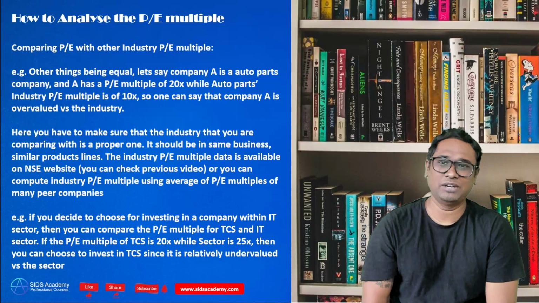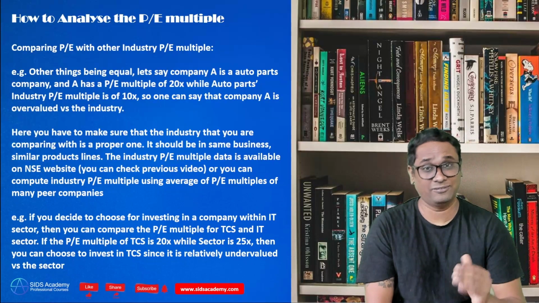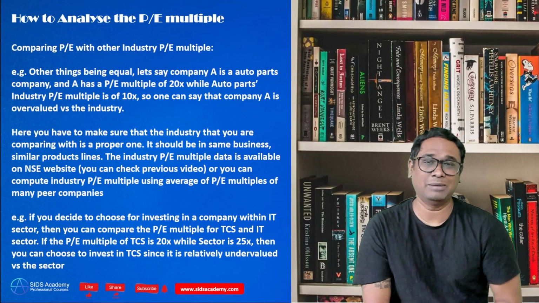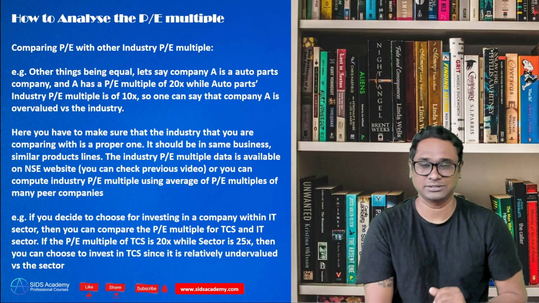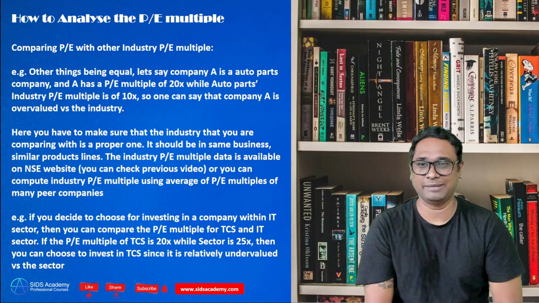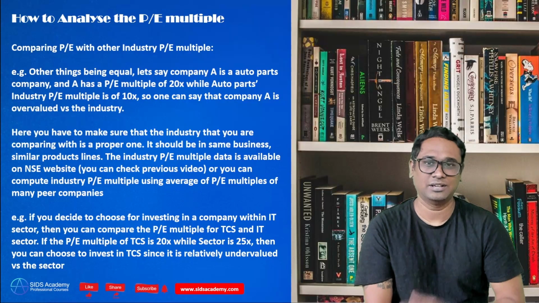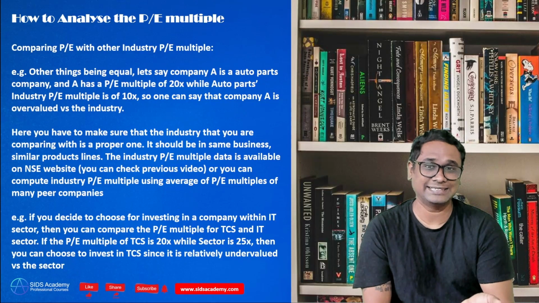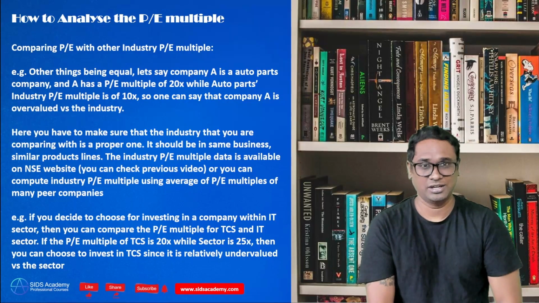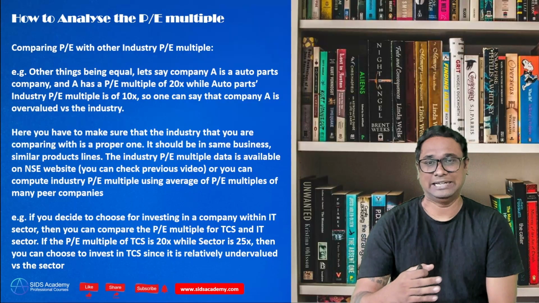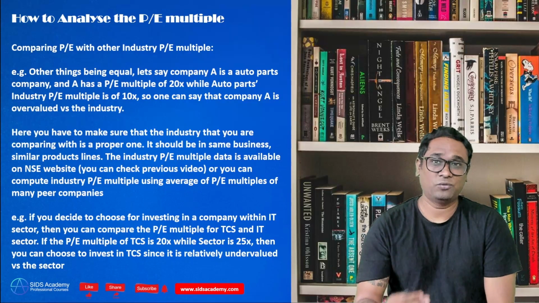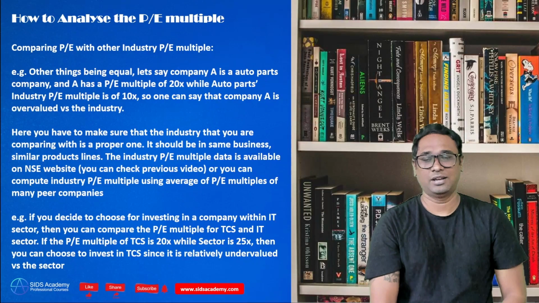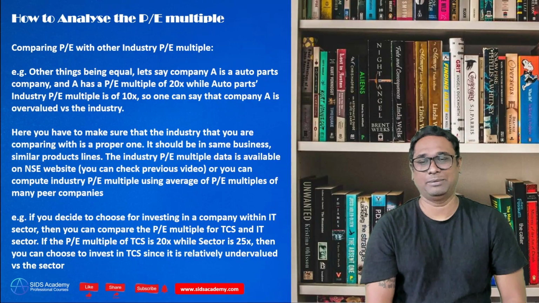So, example, if you decide to invest in a company within the IT sector, then you can compare the PE multiple of TCS and the PE multiple of the IT sector on an aggregate basis. Okay, here again we proceed with the same example. If the PE multiple of TCS is 20x, while the sector is 25x, then you can choose to invest in TCS since it is relatively undervalued versus the sector. So the interpretation is totally dependent on what you are comparing with. In the first example, we compared it with the peer company. Now we are comparing with the industry PE multiple.